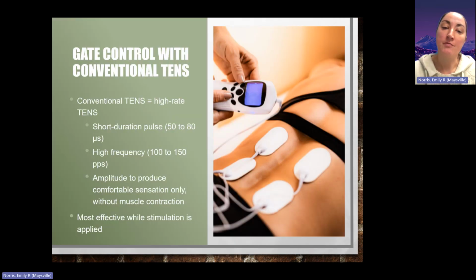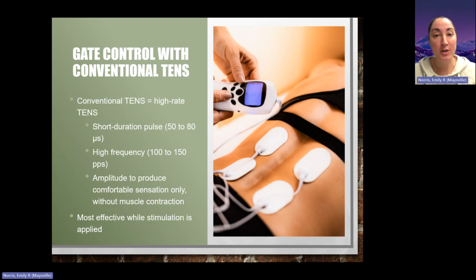So conventional TENS is also called high rate TENS. It has a shorter pulse duration of 50 to 80 microseconds, a higher frequency of 100 to 150 pulses per second, and the amplitude needs to be high enough to feel a tingling sensation without causing any twitch of the muscle, any motor reaction, or without causing any pain.